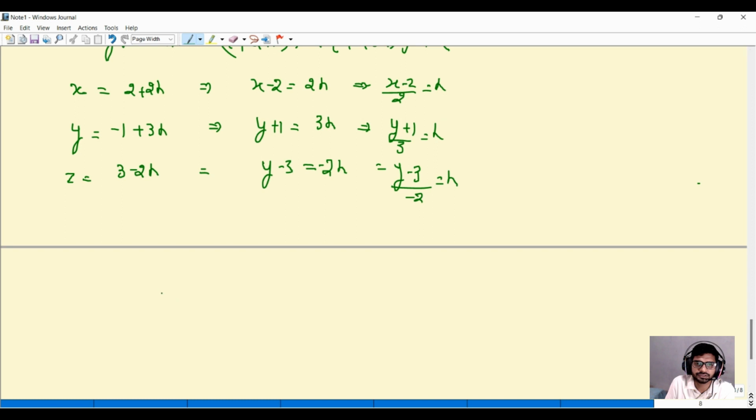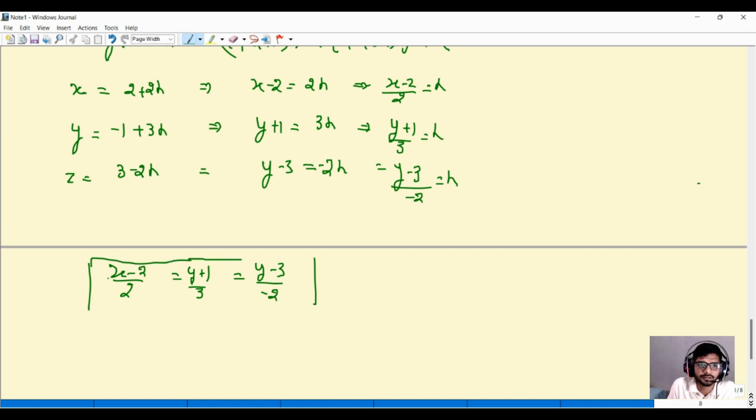So what is the Cartesian equation of that? If the right hand sides are equal, the left hand sides must be equal. So x minus 2 upon 2 equals y plus 1 upon 3 equals z minus 3 upon minus 2. This is the required Cartesian equation. Okay, that's it. This is our required answer, and this is what I wanted to tell you.